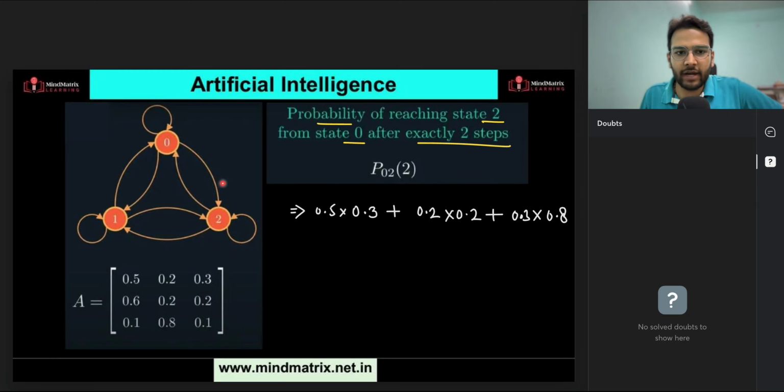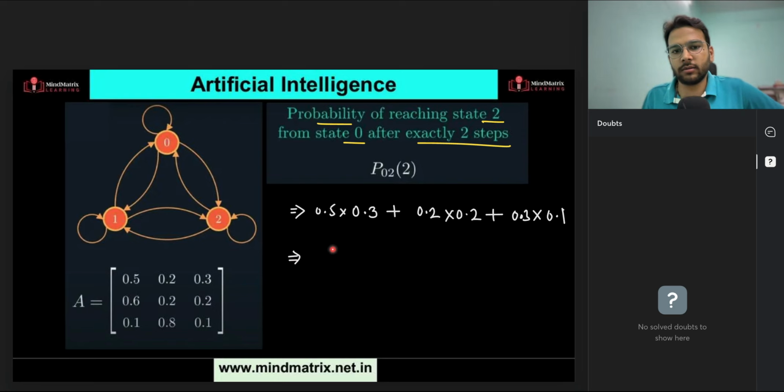So again, we can just verify the values here. From 0 to 0, that is 0.5, fine. Then from 0 to 2, that is 0.3, so this is correct. Then from 0 to 1, that is 0.2, fine. Then 1 to 2, that is 0.2, that is also correct. Then 0 to 2, that is 0.3, and then 2 to 2, that is, okay, this should be 0.1. This should be 0.1, right, everyone? Yes.